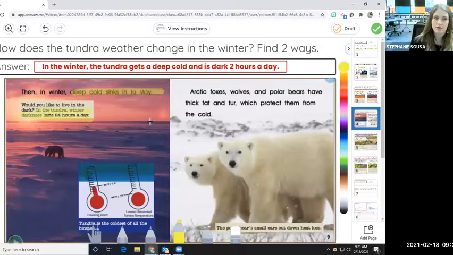How does tundra weather change in the winter? Find 2 ways. In order to find 2 ways, you had to use this text feature of a text box. First, the deep cold comes in to stay, and then it is dark 24 hours a day. In the winter time in the tundra, the sun never comes up. There is never sunlight in the winter.